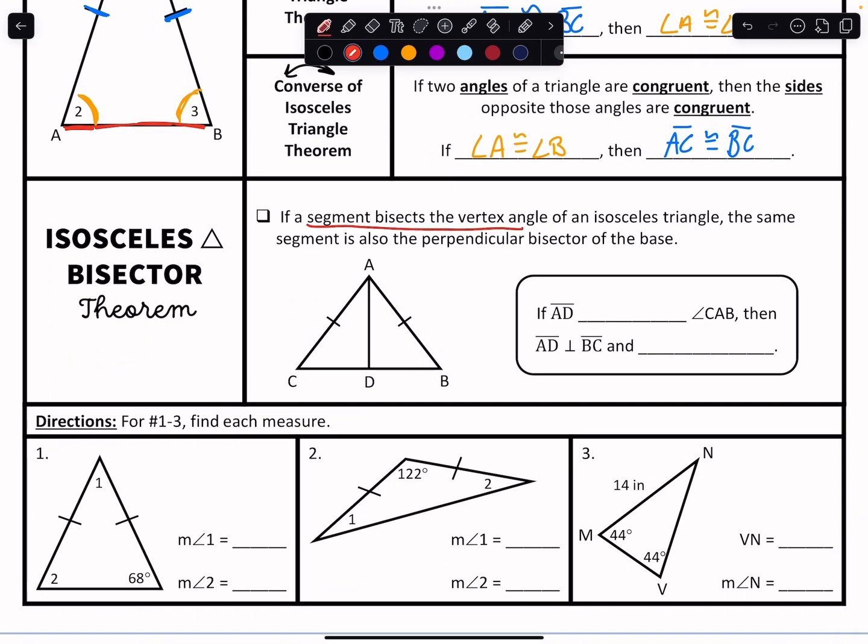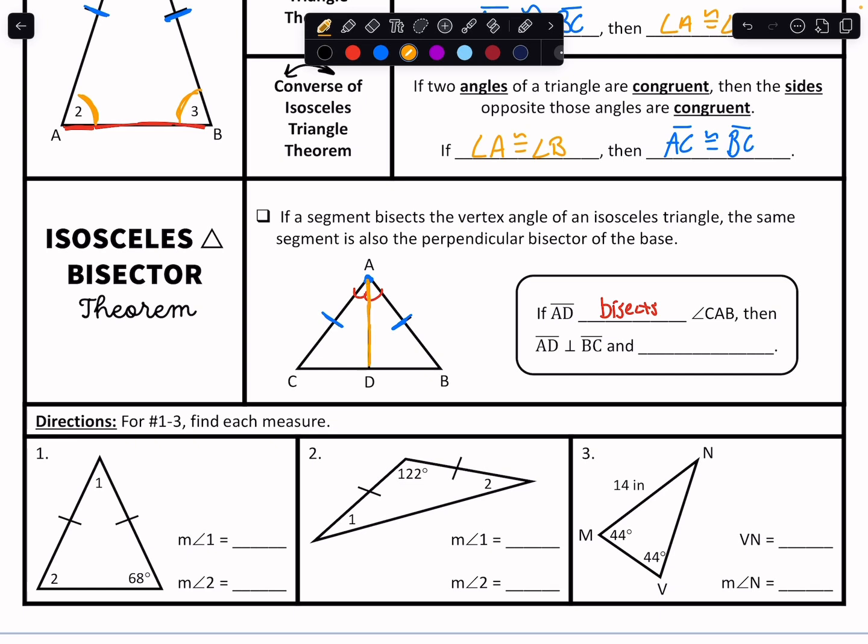Down here, we have a weird theorem called the isosceles triangle bisector theorem. If a segment bisects the vertex angle, so angle A is being bisected, we got to remember that bisect means to cut in half. So they're taking that angle A, or we can give it three letters saying like CAB. Now we have two congruent angles.